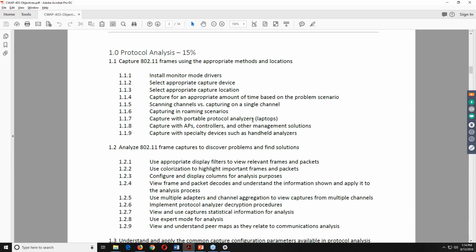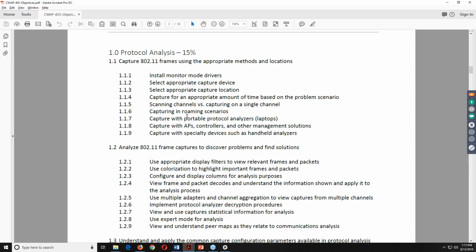capturing in a roaming scenario and how do I accomplish that, capturing with portable protocol analyzers, capturing with APs, controllers, and other management solutions, and capturing with specialty devices like handheld analyzers that are designed just to capture the information. So you need to know how to do that. And notice the language of the objectives: install, select, capture, scanning, capturing, capture.